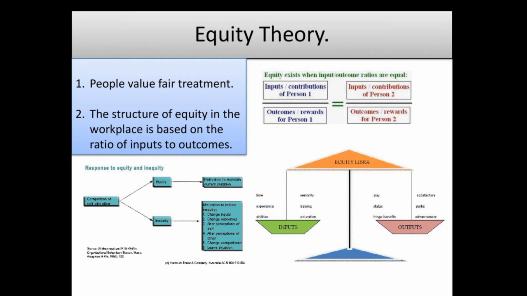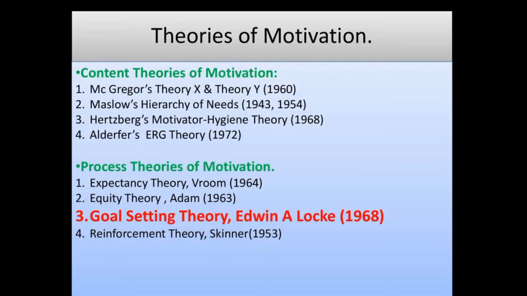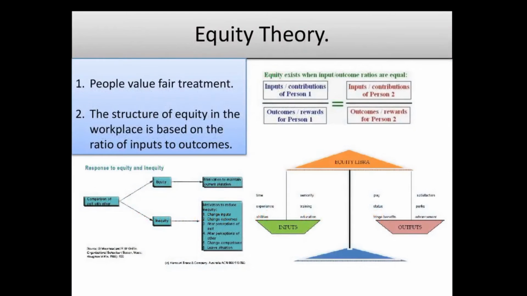It is being framed that the structure of equity in the workplace is based on the ratio of inputs to outcomes. That is what it is talking about. So equity theory talks about fair treatment of all the employees in the organization in the same manner. One employee's input is the same as another employee's input, but the output might vary. According to that, the weightage will be given to the employees. Okay, and please understand.